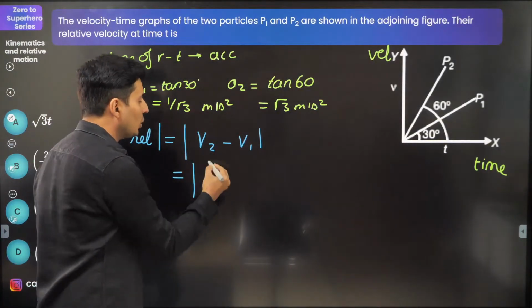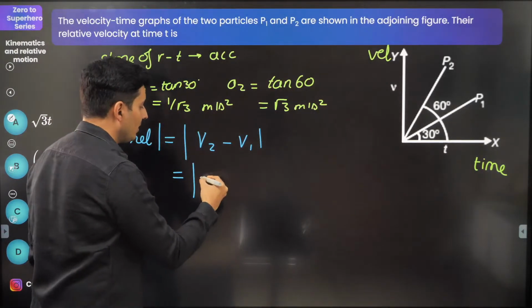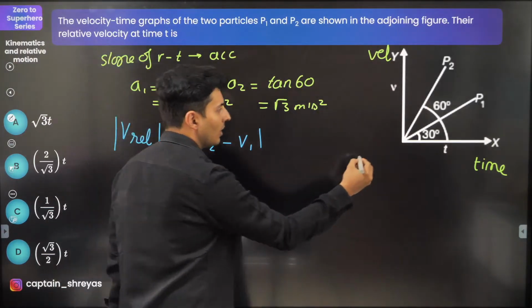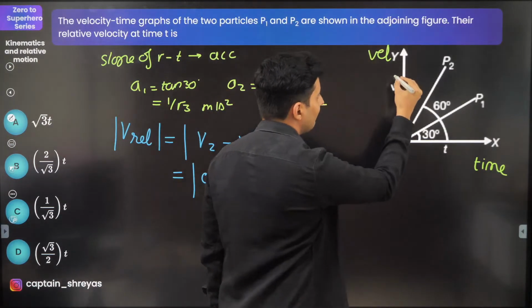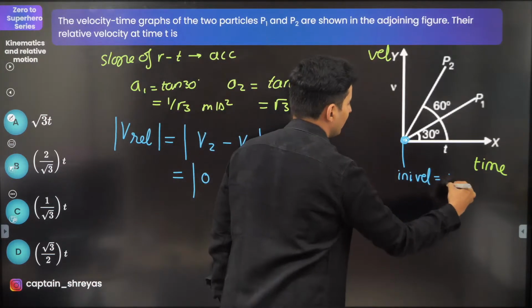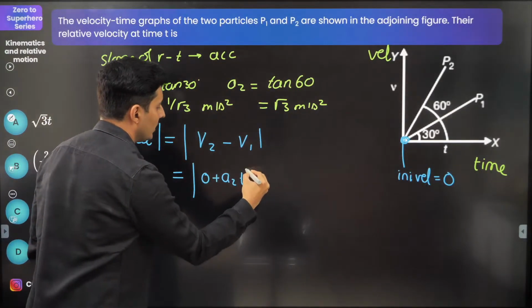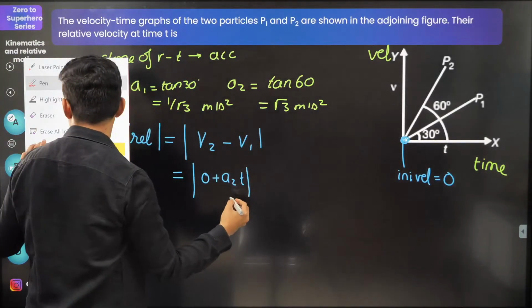So what is V2? V is initial plus A into T. So it will be nothing but initial velocity, which is 0. How do I know that? Check here, velocity time graph. Initial velocity for both of them is 0. So just put it over here. Plus A2 into T. Oops, sorry guys.